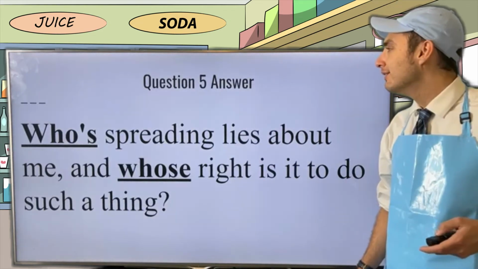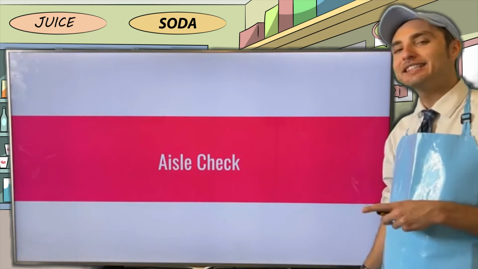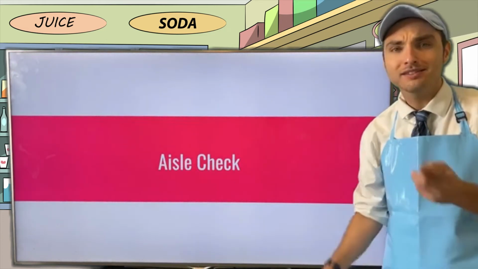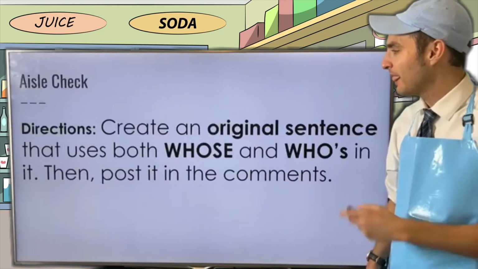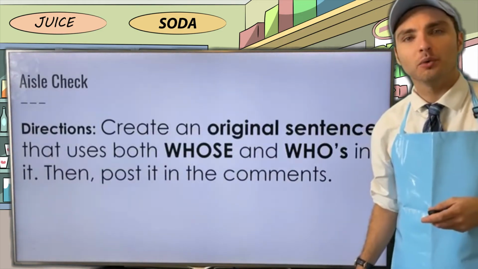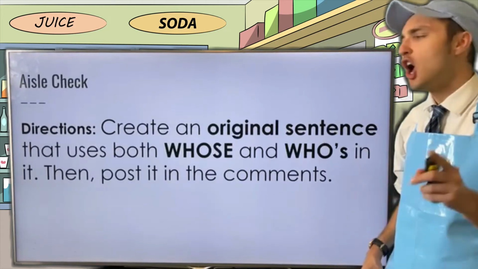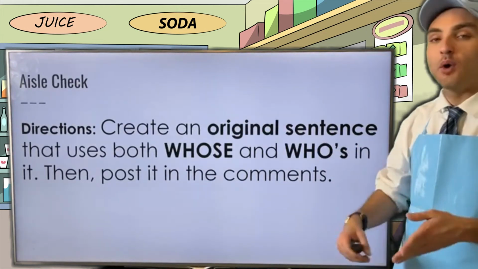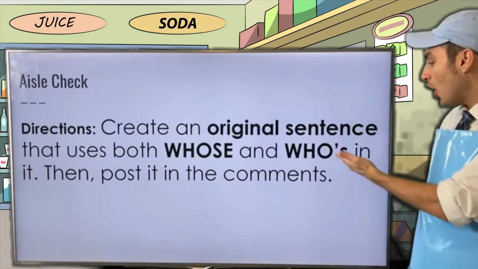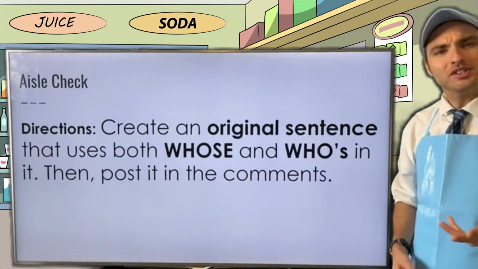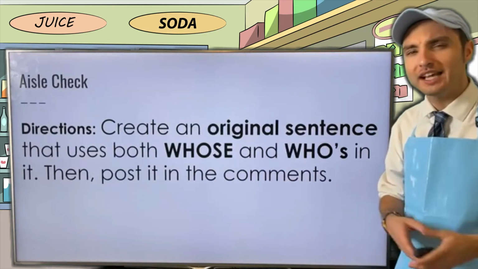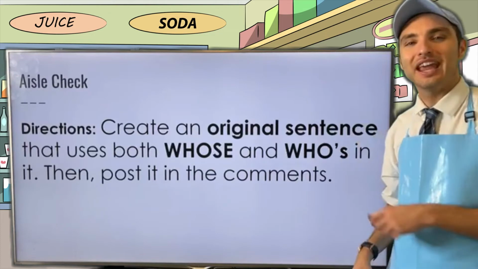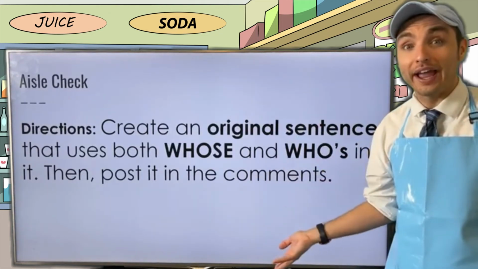And with that, I think it's time that we go ahead and do an aisle check to see what you learned. Here's what I want you to do. In the comment section, go ahead and create an original sentence that uses both whose and who's in it. Think you can do that? I know you can. Get to it!